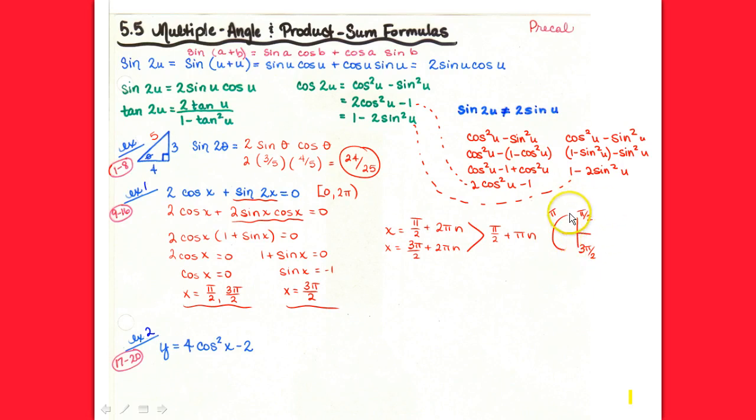And then add pi and you're back up here, and add pi and you're back down here, and add pi and you're back up here. So what they've said is we could write both of these with just one statement, and that would be start at pi over 2 and add any multiple of pi. And that would give you all of the coterminals for both of them.